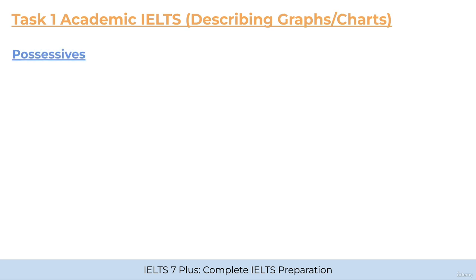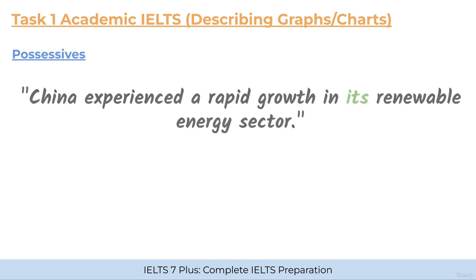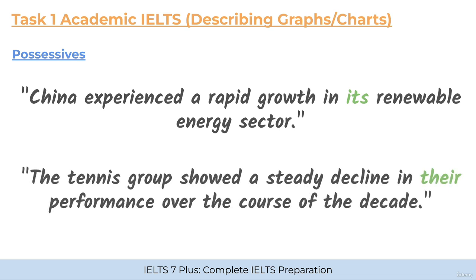Possessives now, the same thing, task 1, academic. So you can say something like, China experienced a rapid growth in its renewable energy sector. Its being the possessive, belonging to China. The tennis group showed a steady decline in their performance over the course of the decade. They're referring to the tennis group.